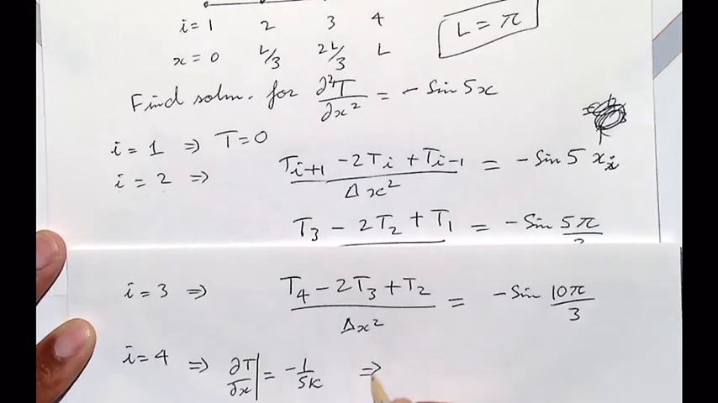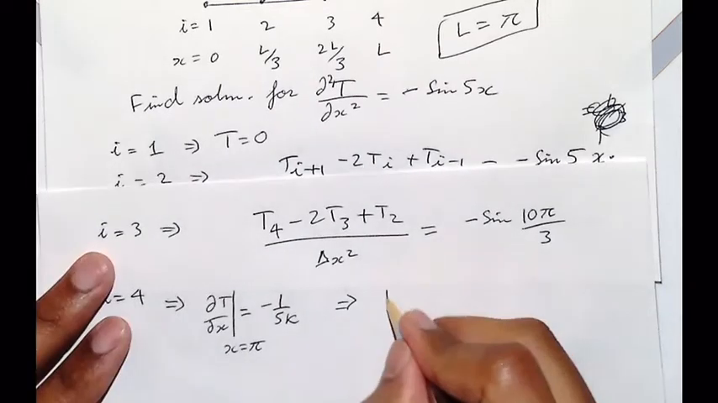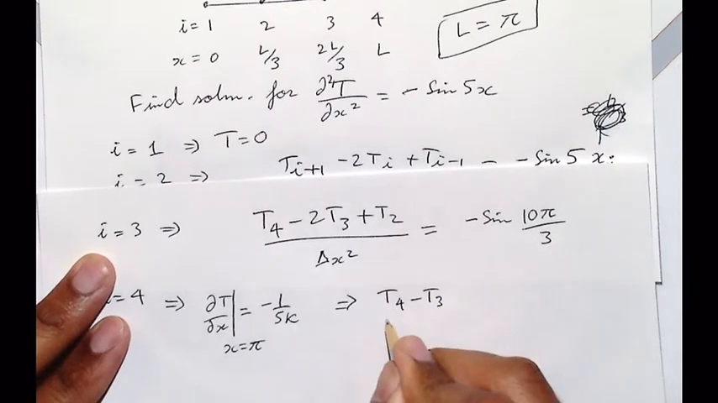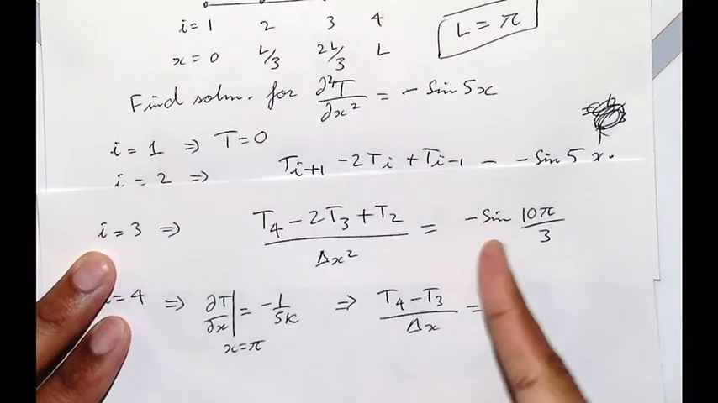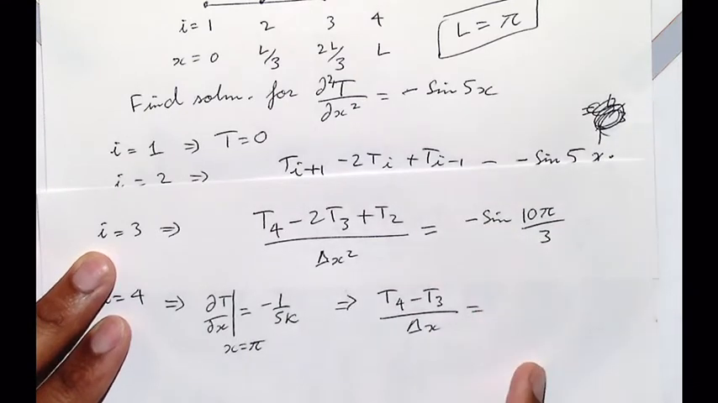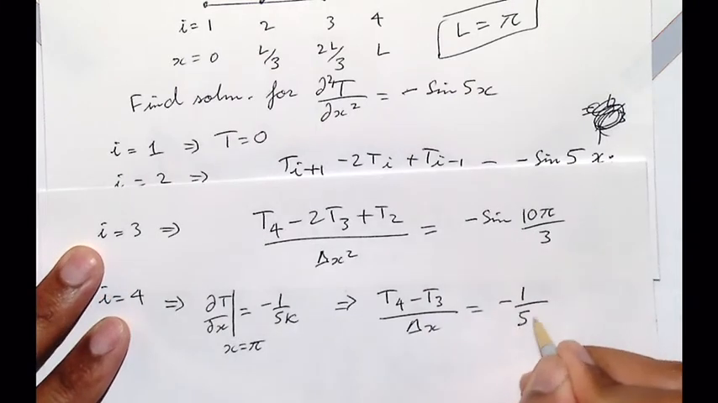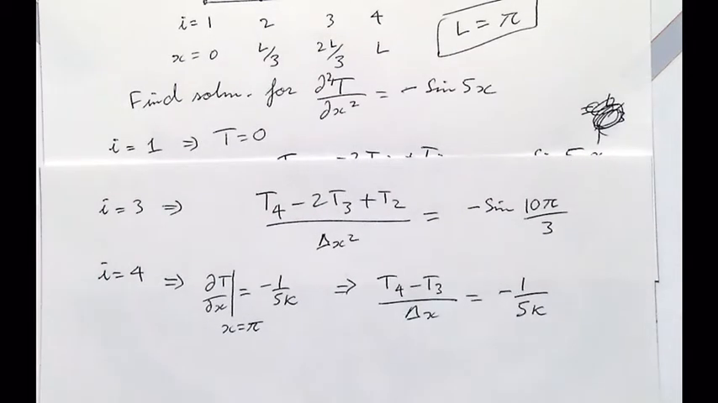What should I write? T4 minus T3. T4 minus T3. Parallax. Well, minus sine 20 pi over 3. No, no. Beta to t. I was just checking that you were aware.